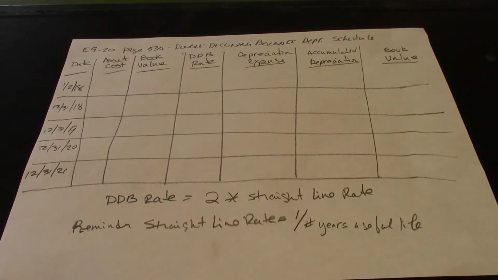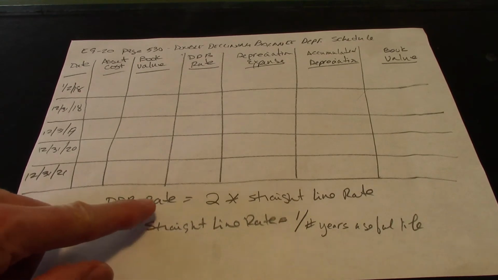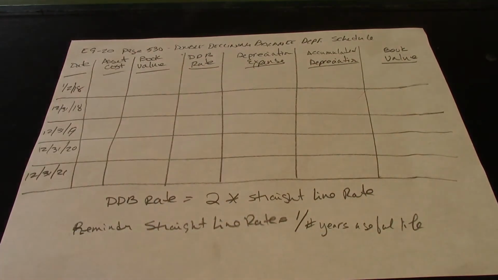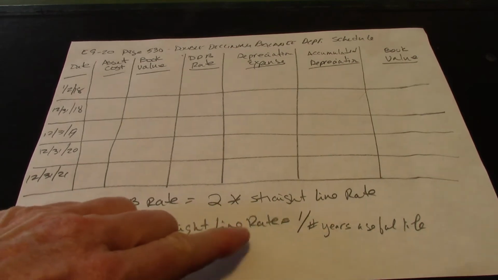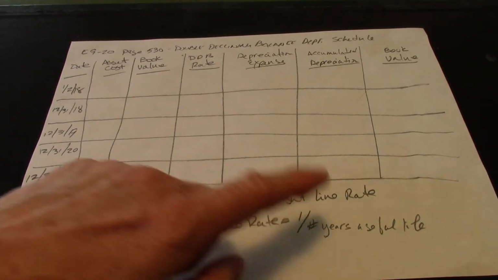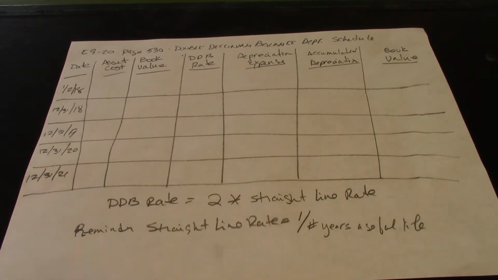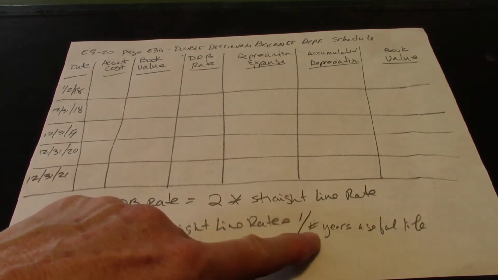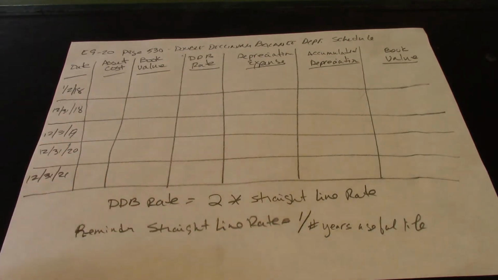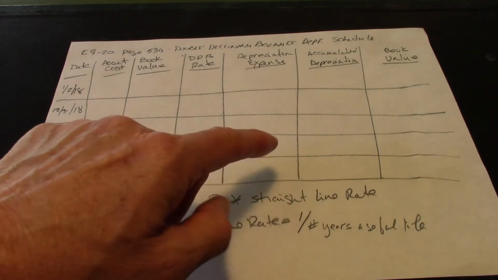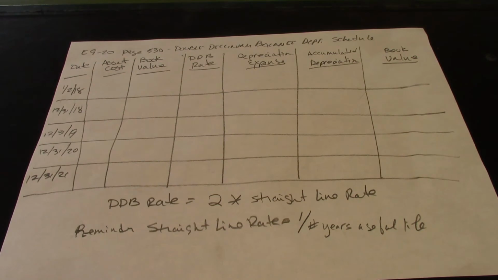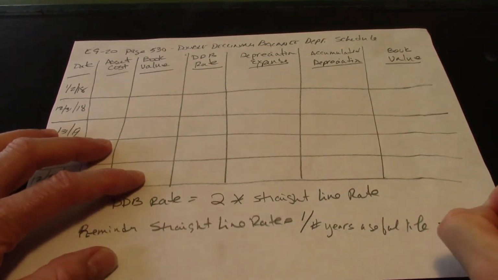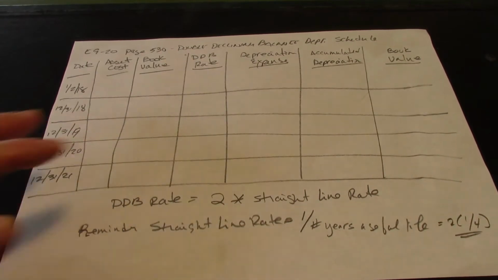I want to remind you that the double declining balance rate, the rate we depreciated at, is 2 times the straight line rate. What's the straight line rate? Well, the straight line rate is always 1 divided by the number of years. So this is a 4-year asset, so the straight line rate is 1 over 4. So that means a double declining balance rate is 2 times 1/4. All right, so let's just get to that. I'll put equals 2 times 1/4 for us.